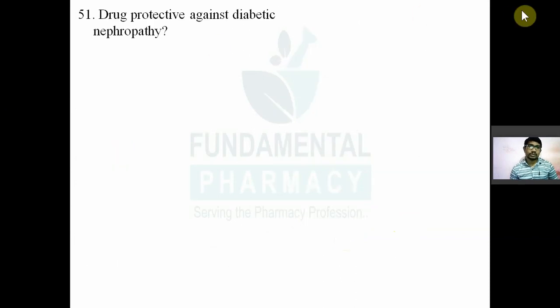Question number 51, drug protective against the diabetic nephropathy. So actually they are asking about the antihypertensive drug which is used to protect against diabetic nephropathy. ACE inhibitors are the drug. They are the only drugs available for the treatment of hypertension in diabetic nephropathy. Diabetic patient में ACE inhibitors ही use कर सकते हैं, दूसरे नहीं use कर सकते because of the diabetic nephropathy.